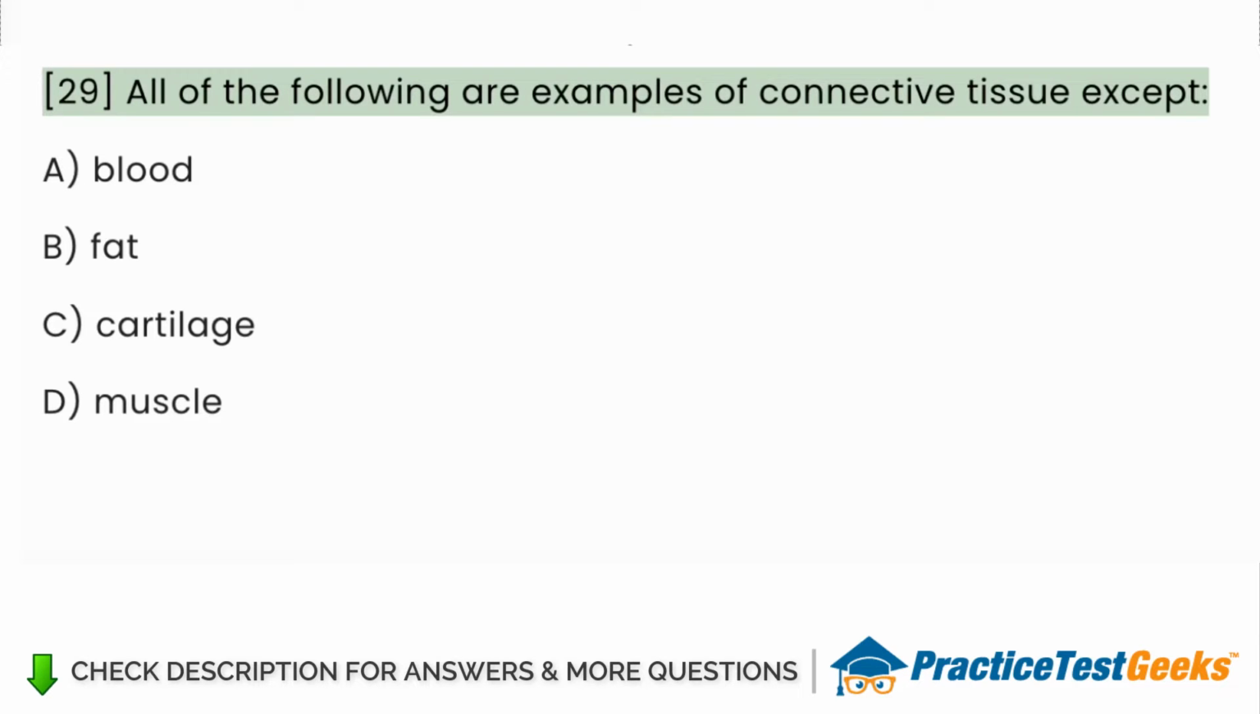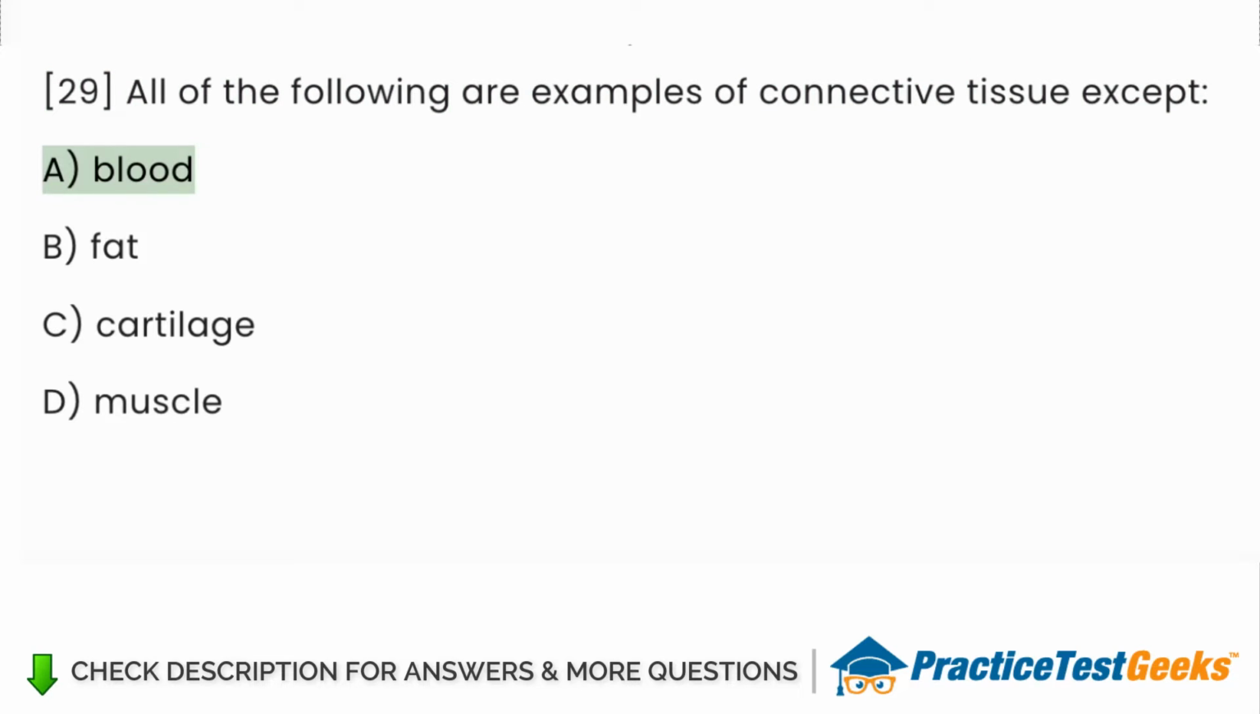All of the following are examples of connective tissue except A. Blood. B. Fat. C. Cartilage. D. Muscle.